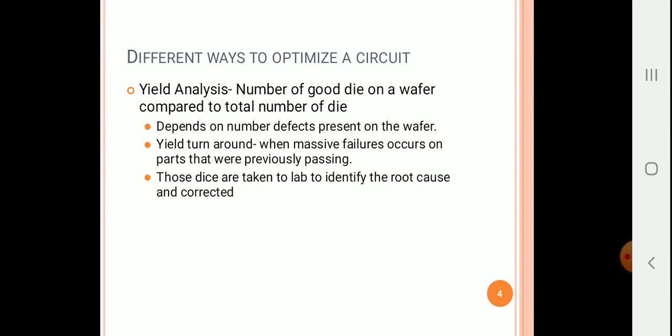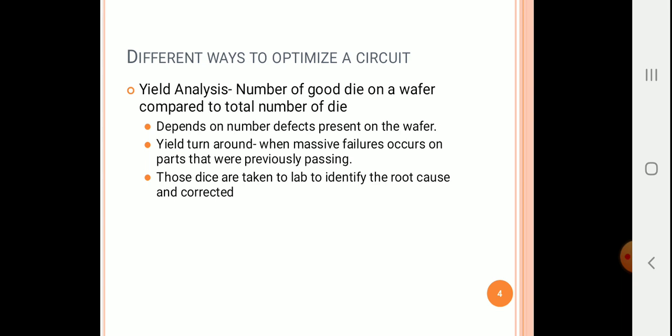And the final one is yield analysis. Yield is the number of good dies manufactured compared to the total number of dies manufactured. That is the percentage of good chips in manufacturing. Yield analysis is a major factor which determines the amount of manufacturing cost involved for a company.